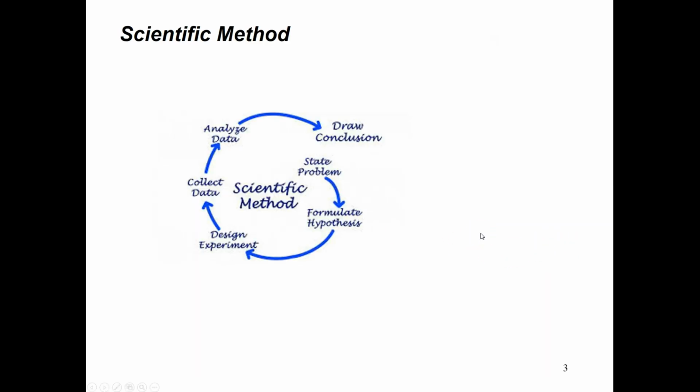Well, being scientists, we want to not just observe and tell what happens. We want to understand how it happens and why it happens. And so the scientific method is something that we employ to study science. We state a problem, we formulate a hypothesis, we design experiments to test our hypothesis, we collect the data, we analyze the data, and we draw a conclusion.